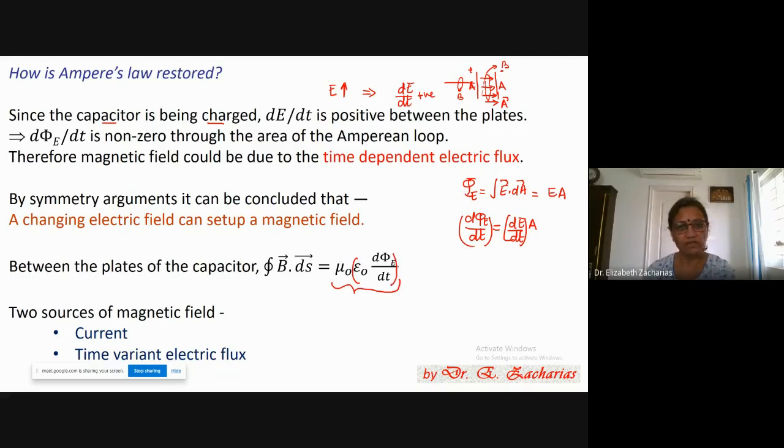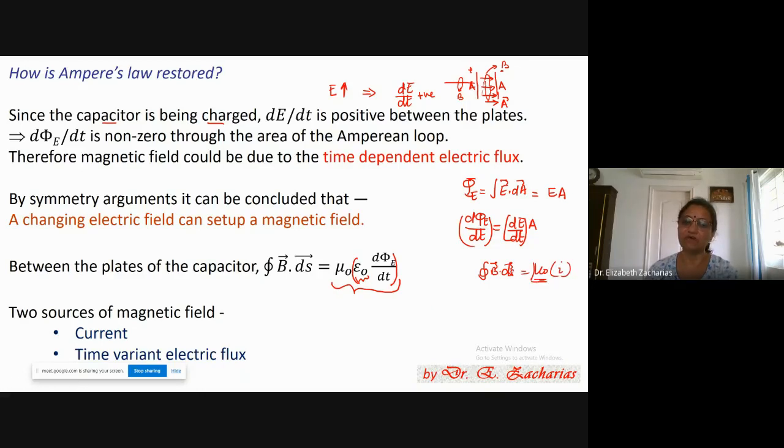Till now we said there is a magnetic field because of a changing electric flux. But then we also need to put this epsilon naught. Otherwise, what would you have written? Integral B dot ds is equal to some mu naught into some current. So mu naught would have been there.